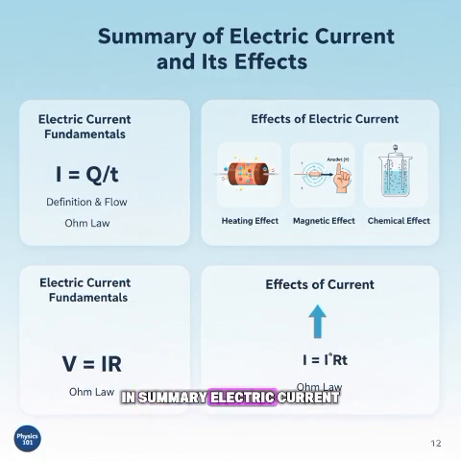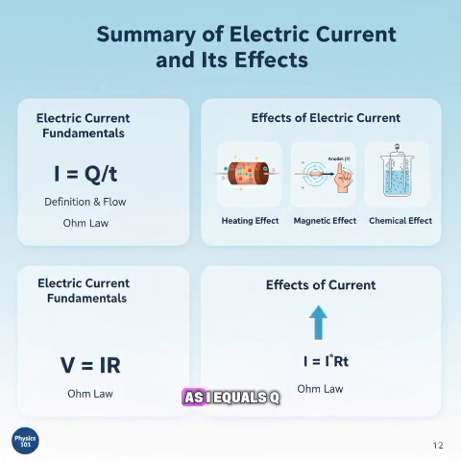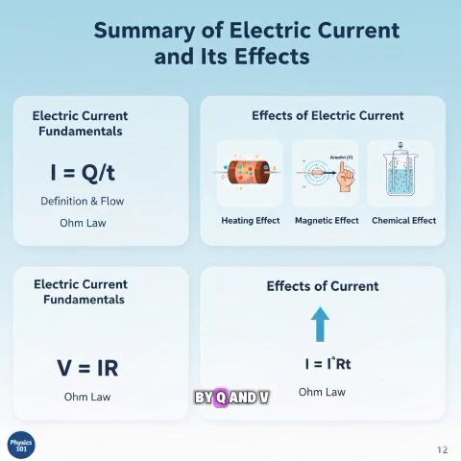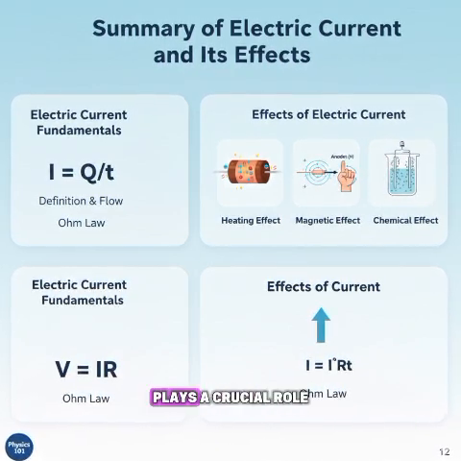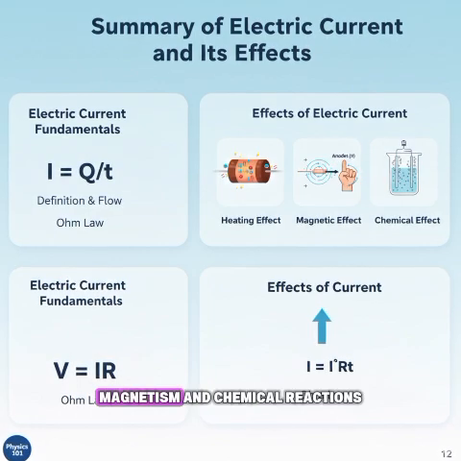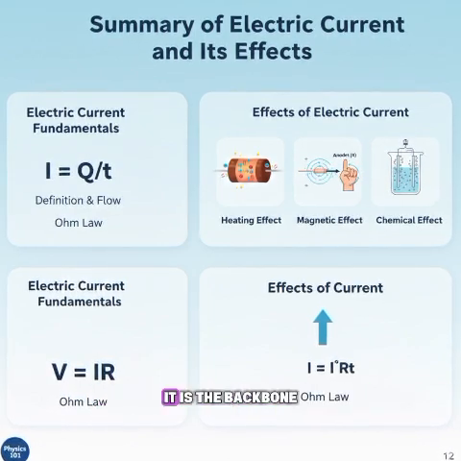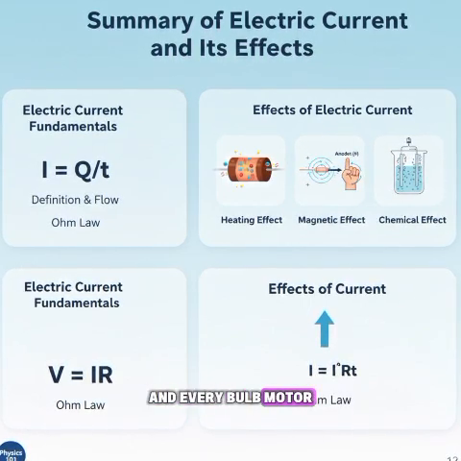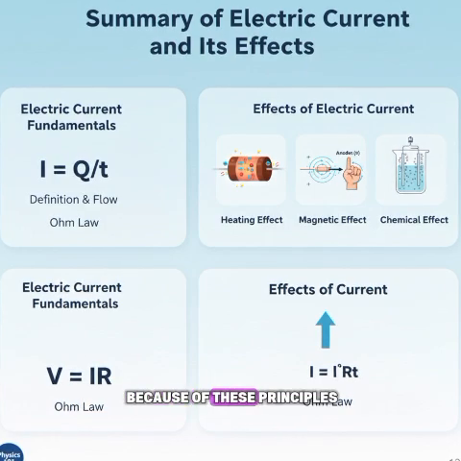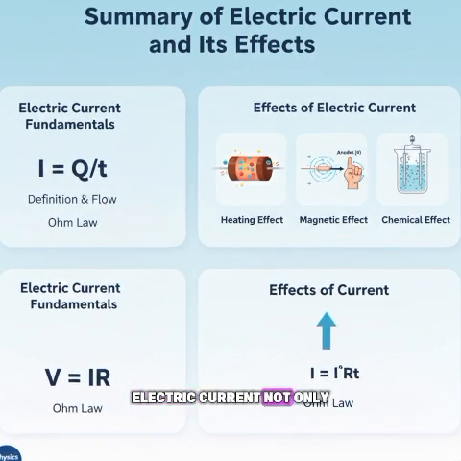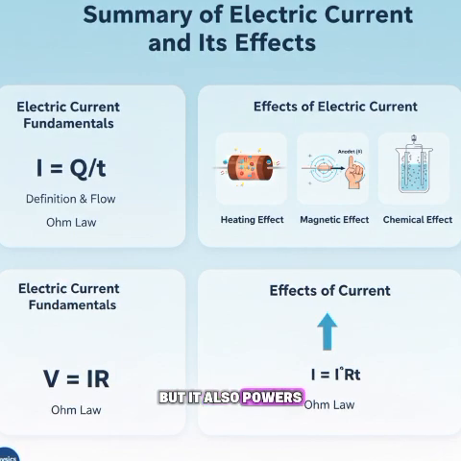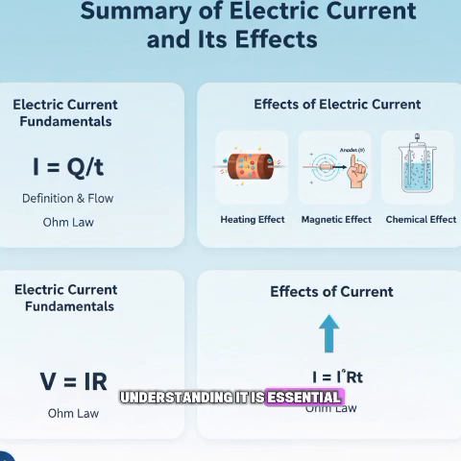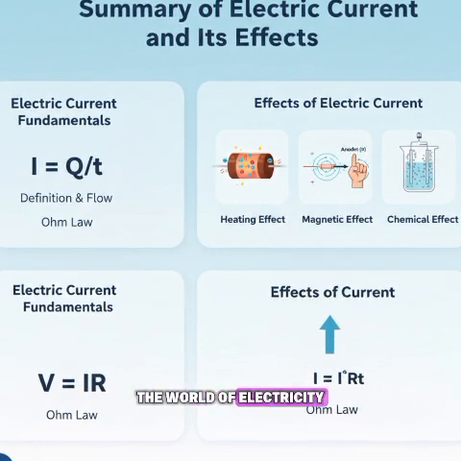In summary, electric current, described by formulas such as I equals Q divided by T, V equals W divided by Q, and V equals IR, plays a crucial role in heating, magnetism, and chemical reactions. It is the backbone of modern electrical technology, and every bulb, motor, charger, and battery works because of these principles. Electric current not only makes our life easier, but it also powers almost all the devices we use daily. Understanding it is essential for anyone who wants to explore the world of electricity and electronics.